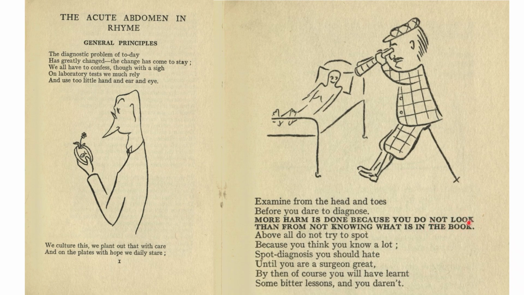This book is on all the diagnoses, right? So it's important, this examination is really important both traditionally but also mechanistically. Above all, do not try to spot because you think you know a lot. Spot diagnosis, like System 1 kind of diagnoses, but also maybe premature closure diagnoses, right? You should hate spot diagnosis until you are a surgeon grade. By then, of course, you will have learned some bitter lessons, and you're darned.